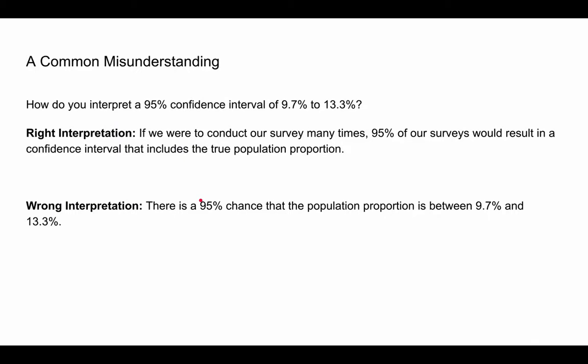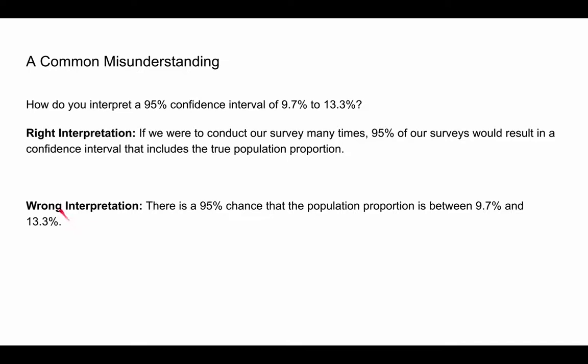Okay, so just a common misunderstanding about how to interpret these. The right interpretation, if we're conducting our survey many times, is this. If we were to conduct our survey many times, 95% of our surveys would result in a confidence interval that includes the true population proportion. The wrong interpretation is there's a 95% chance that the population proportion is between 9.7% and 13.3%.